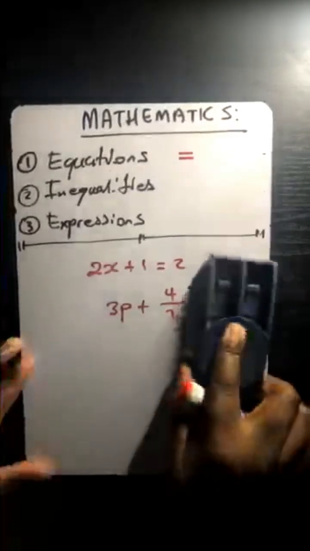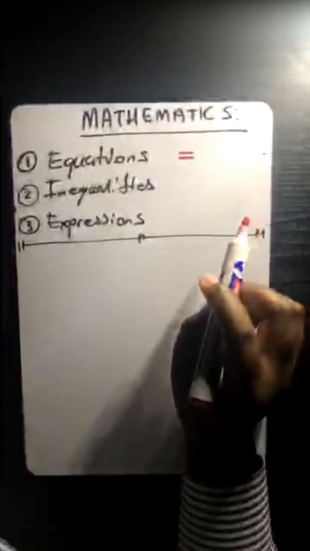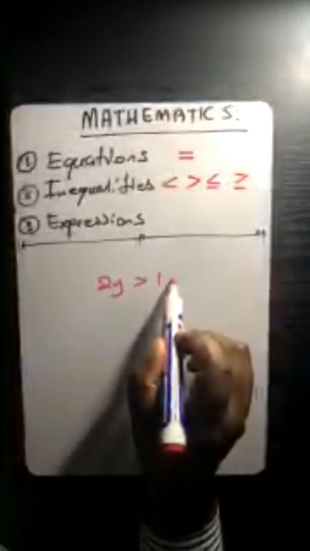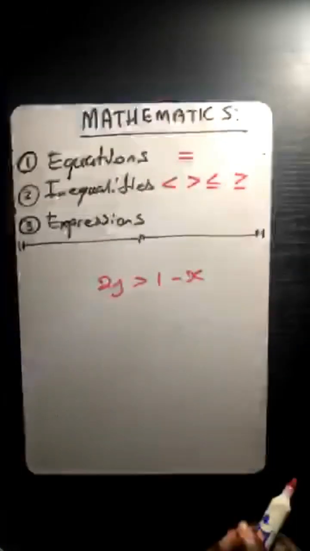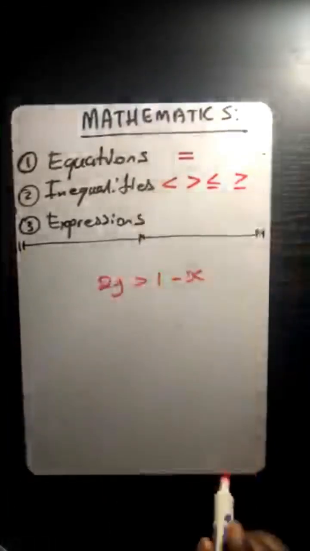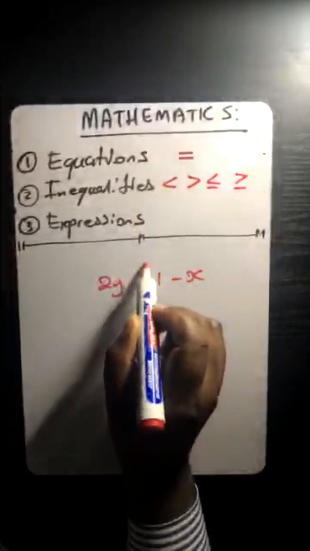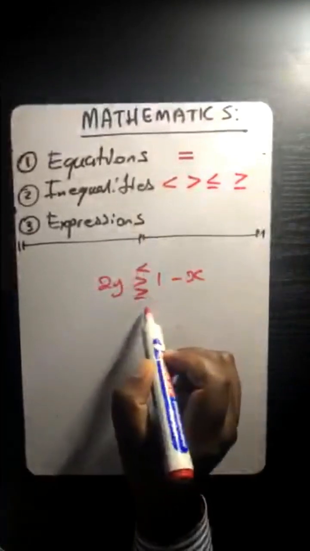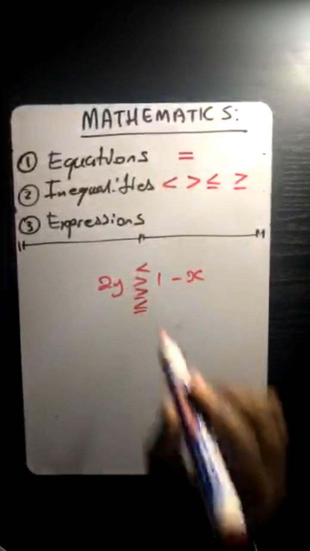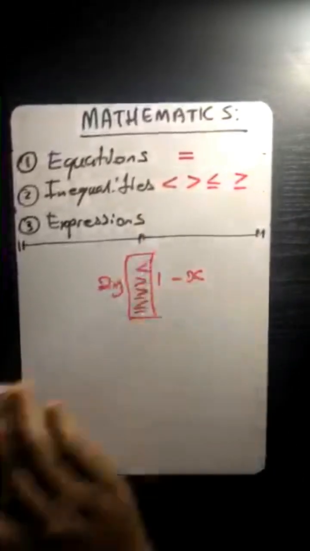Okay, let's see. I'm just going to remove all of this and say you see an inequality by the inequality sign. These are the only inequality signs that we'll be looking at. The moment you see that, it could be 2y greater than, let's say, 1 minus x. This is an inequality. What makes it an inequality? It's because of an inequality sign. It could be greater than, less than, greater or equals to, or less or equals to. As long as we see that, then we know it's an inequality.